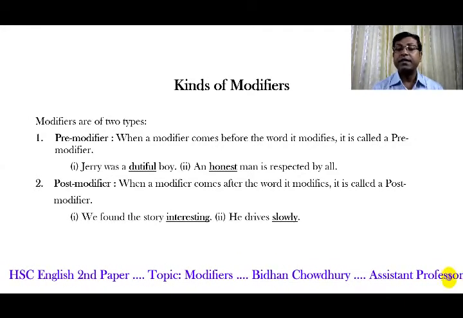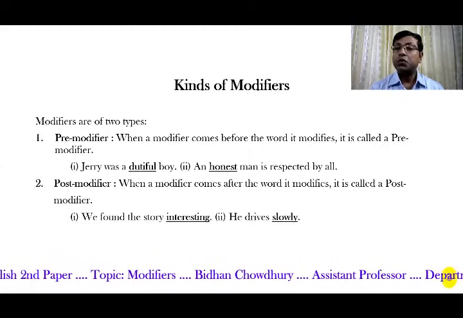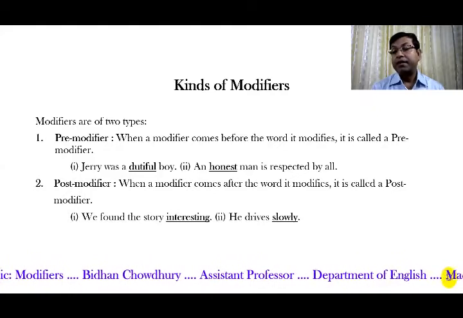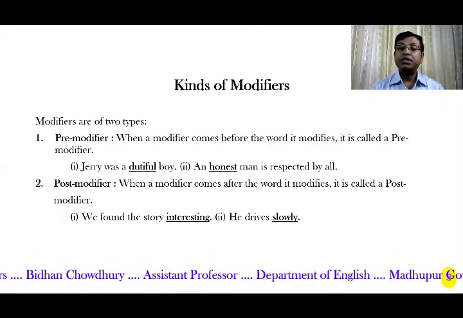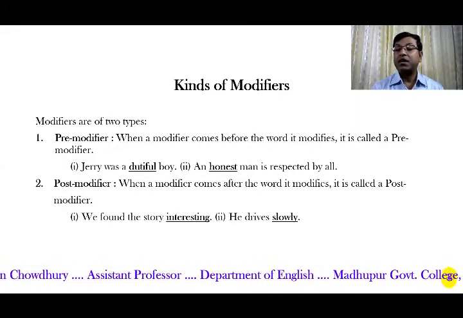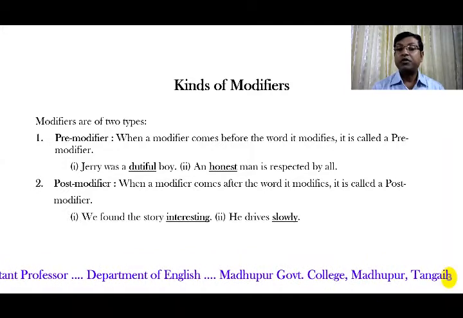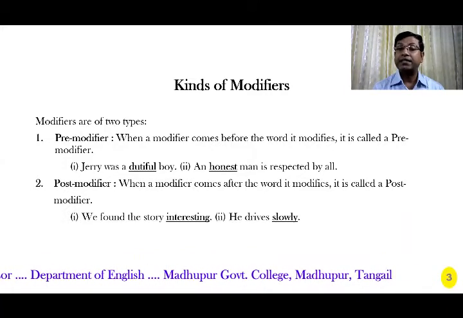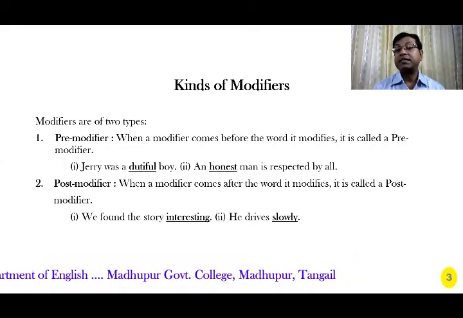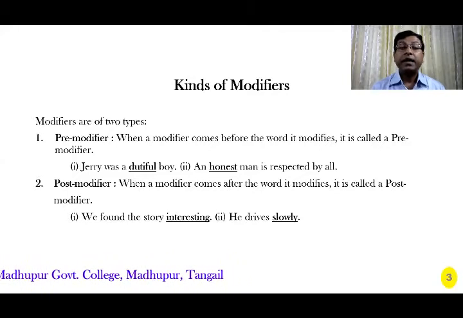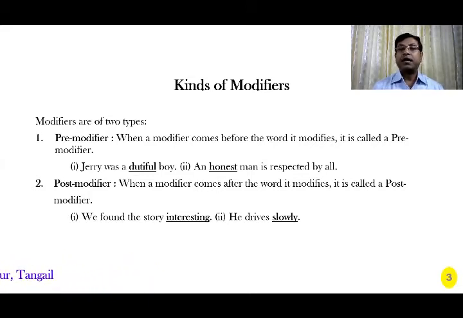And in the same way, in the second example, it drives slowly. The word slowly gives us information about the nature of its driving. How does it drive? It drives slowly. So, slowly is modifying the verb drive. And as it comes after the verb, it is also called a post-modifier. And these two types of modifiers are frequently used in the English language. My dear students, you should remember it.